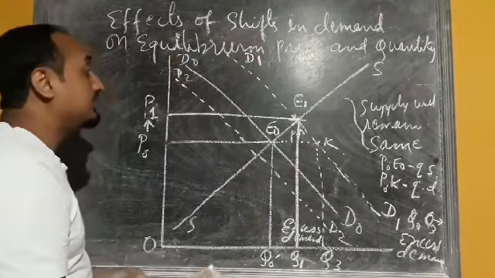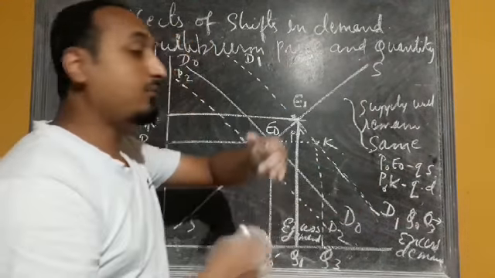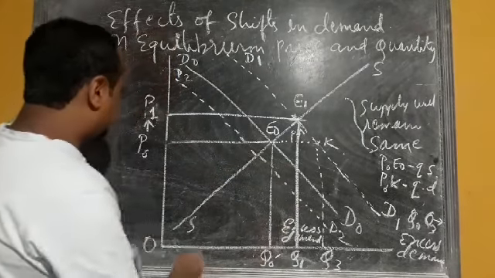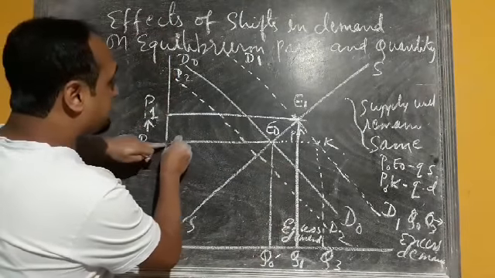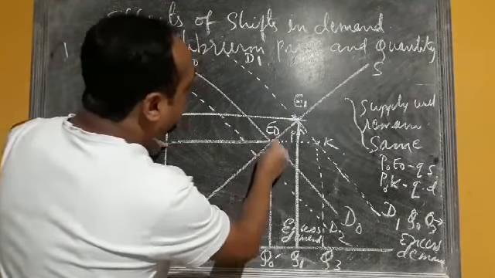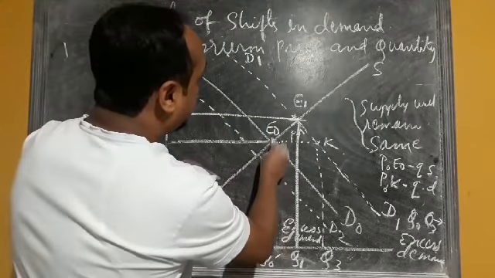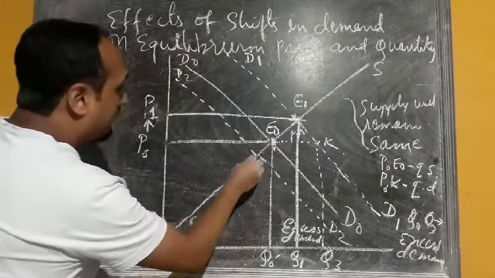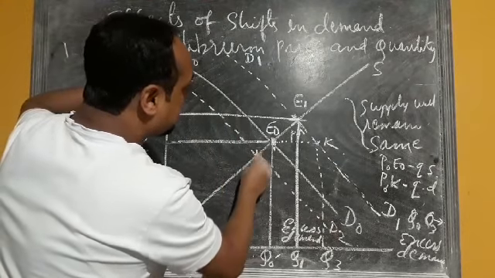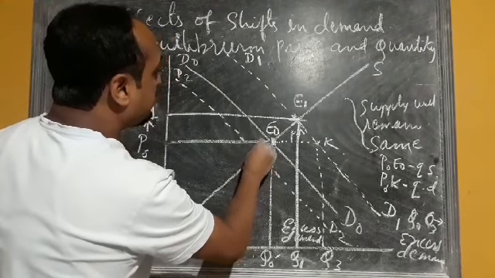Now we are going to discuss the second case where the demand is decreasing, and when demand decreases, it shifts towards the left. If you see at the initial price, there is an excess supply here. But if you see this new demand and supply curve, they intersect each other at point E2. So E2 is the equilibrium point.